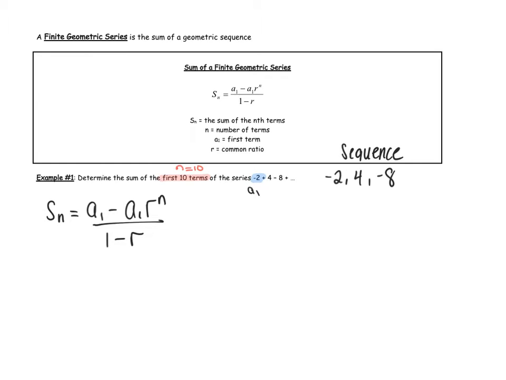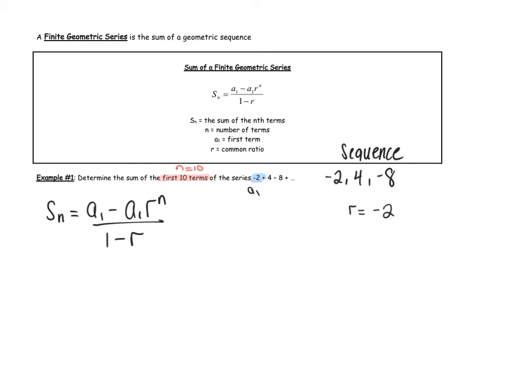And it looks as though we also need our r value. So if you look at the sequence that I wrote out here, -2 to 4 to -8, what do I have to multiply -2 by to get 4? And then what same value do I multiply 4 by to get -8? So you should be recognizing that that r value is -2. Another way to do it is just divide. So 4 divided by -2 is -2. -8 divided by 4 is -2 as well.